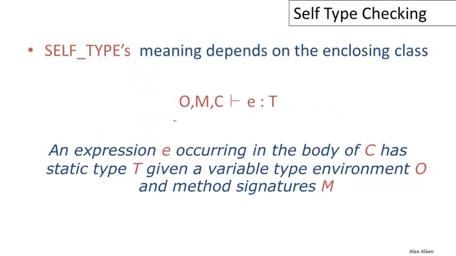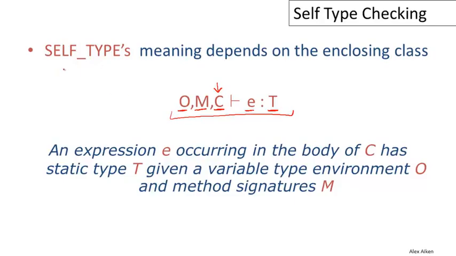So the sentences in the type logic look like this, and they prove things of the form that some expression has some type, and they do that under the assumption that object identifiers have some types given by O, methods have signatures given by M, and the enclosing class, the current class in which E sits, in which we're doing our type checking, is class C. And the whole reason for this additional piece, why we needed this C, which we haven't actually discussed before, is that self-type's meaning depends on the enclosing class.